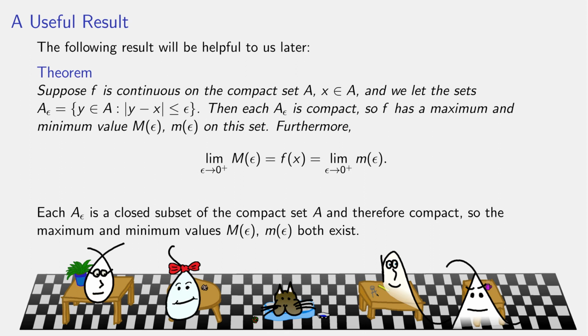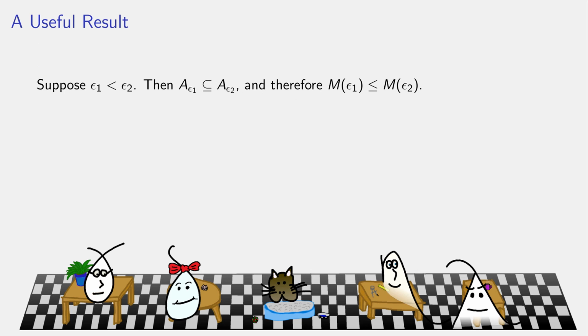Each a sub epsilon is closed, as mentioned, of the compact set, therefore compact, so it's got a max and min. In other words, this capital M and little m, they exist. We don't have to worry about that. Suppose, for the sake of argument, epsilon 1 is smaller than epsilon 2. They're both positive. Then all points epsilon 1 away is a subset of all points epsilon 2 away. If I'm epsilon 1, really small distance away from x, then I am still epsilon 2, which is slightly bigger, away from x.